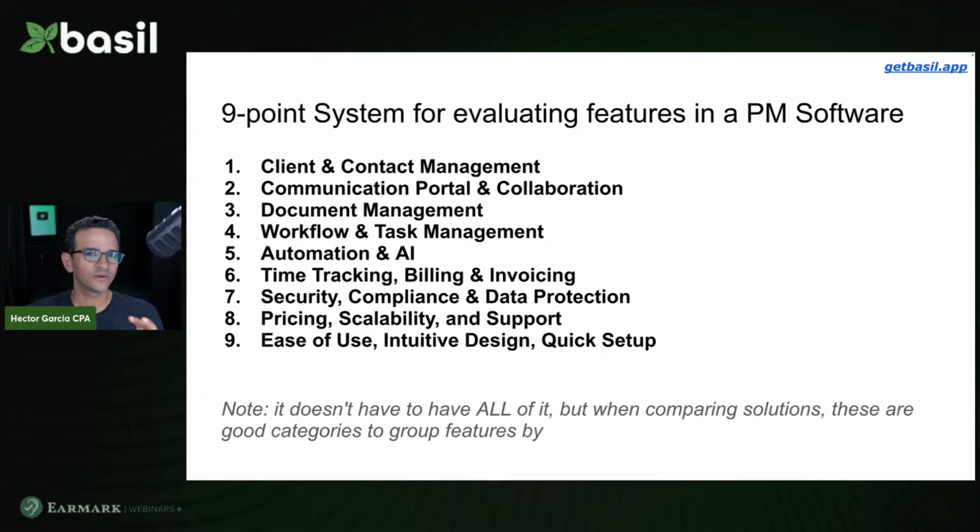Automation and AI, I'm kind of putting those things together, even though they're not the same, but they're becoming the same. The closer we get to general artificial intelligence, automation and AI kind of start converging into each other. That's a fifth category. Time tracking, billing, and invoicing, we'll group those into the sixth category. Security, compliance, data protection, that's going to be the seventh category. Pricing, scalability, and support, that's going to be the eighth category. And the ninth category is the hardest one to give a label to, because some of the things are kind of subjective, which is the ease of use, intuitive design, and quick setup.